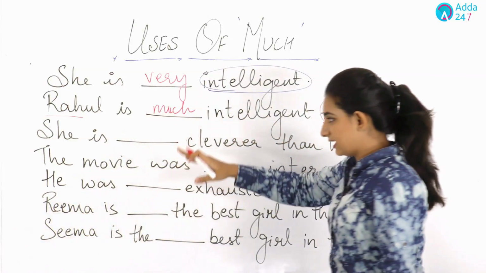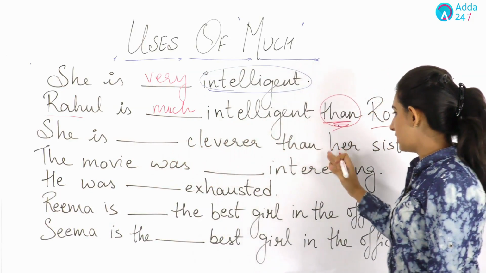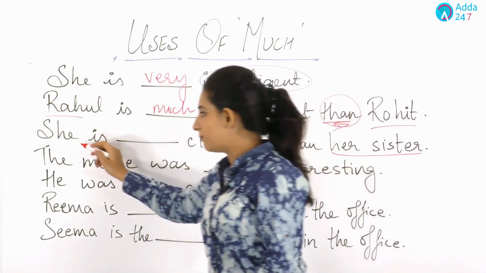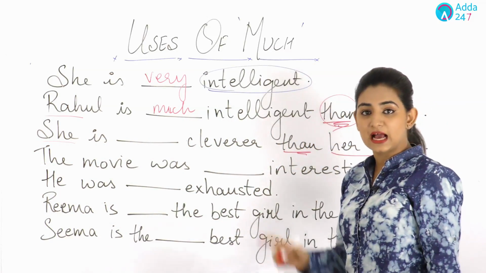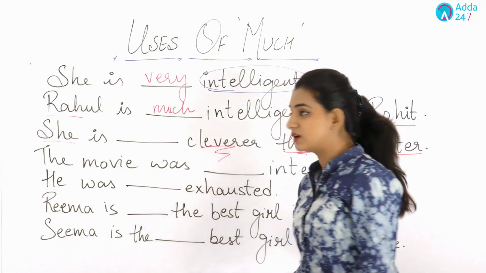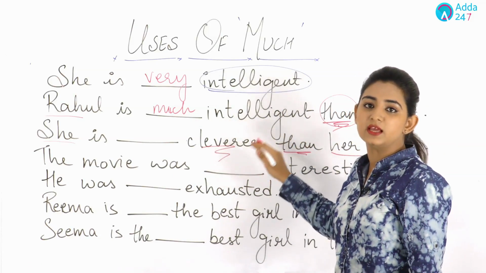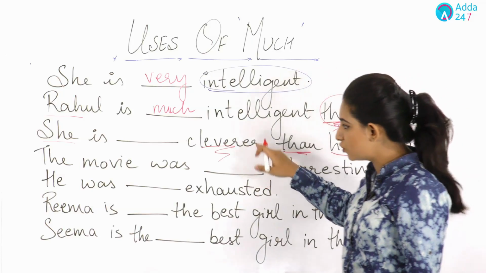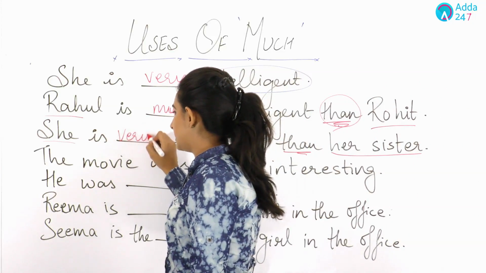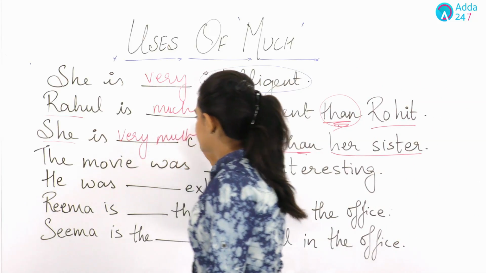Now in the next sentence, she is dash cleverer than her sister. Now here we are comparing she and her sister with comparative sense as well as with a cleverer part, that is a comparative degree as well. Now here we have comparative sense and comparative degree also, so we will place very much here.